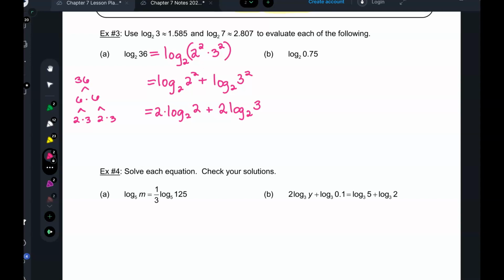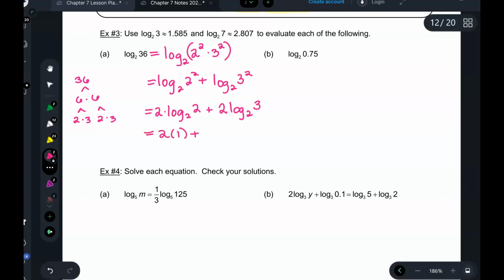Why am I using 2 squared? You'll see. Just look at log base 2 of 2. 2 to what power gives us 2? 1. So I'll have 2 times 1 plus 2 times, in the directions, do I know what log base 2 of 3 is? 1.585.